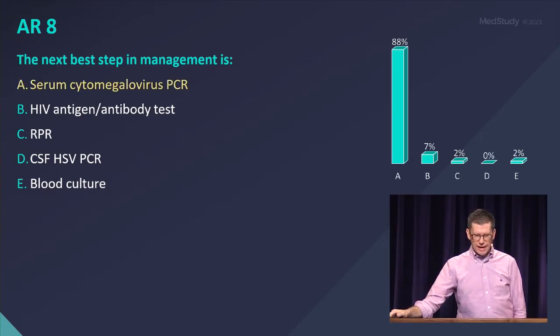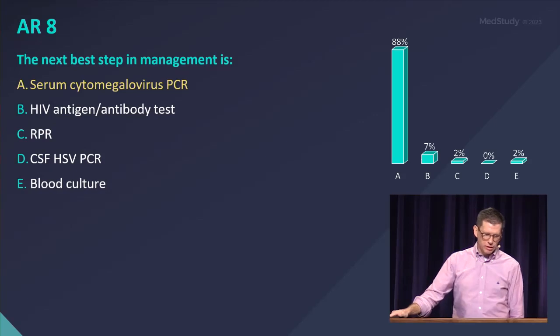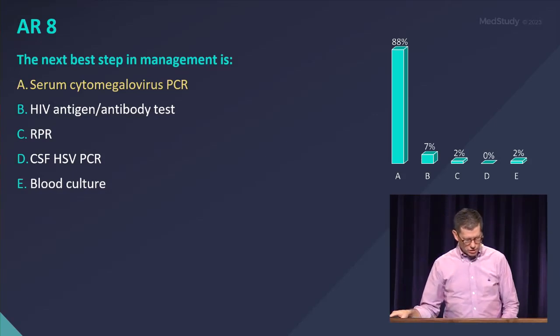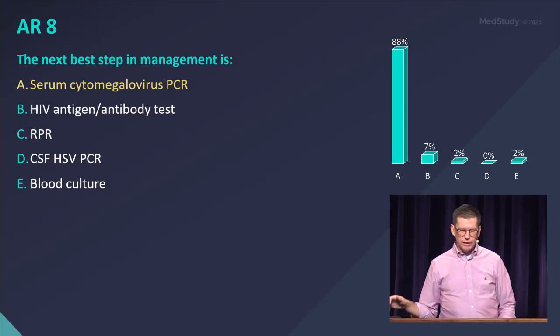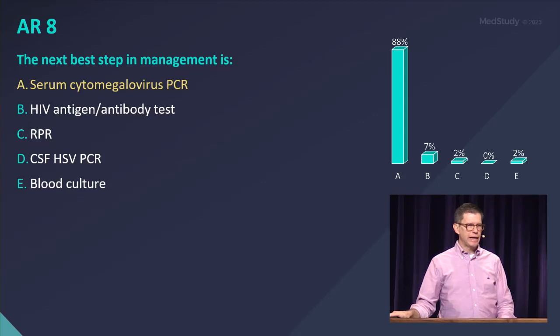All right, so the answer is A, serum cytomegalovirus PCR, which most of y'all got, which is great. Right, so this is congenital CMV. It could be HIV, but probably not. But even if it were, you wanted a test for HIV, you do not do an HIV antigen antibody test in a neonate. Why?